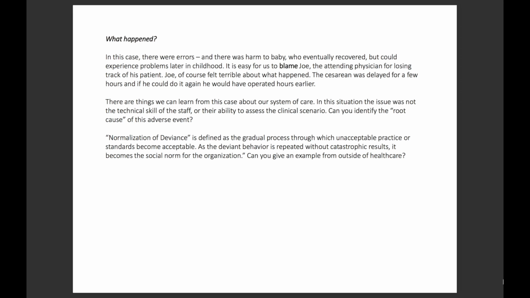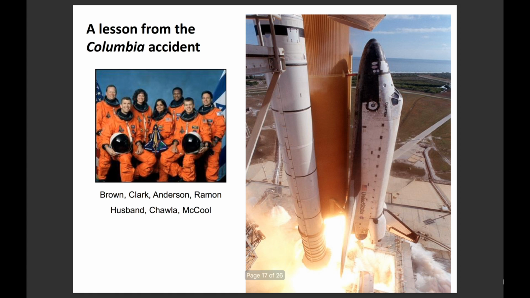I'm going to give you one in a second that was a big national one, but probably the most common one in this day and age is people texting while driving or speaking on the phone while driving. The belief that you can get away with it because nothing's happened before, and yet the evidence shows that harm occurs from these behaviors. But one of the national events was the Columbia accident.